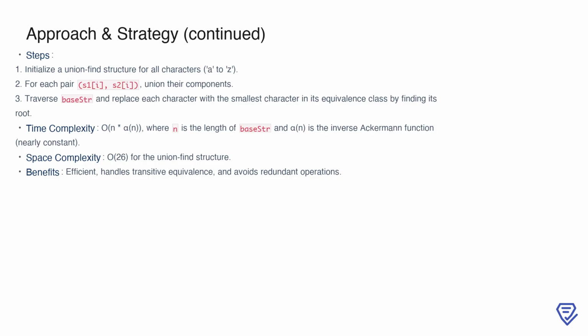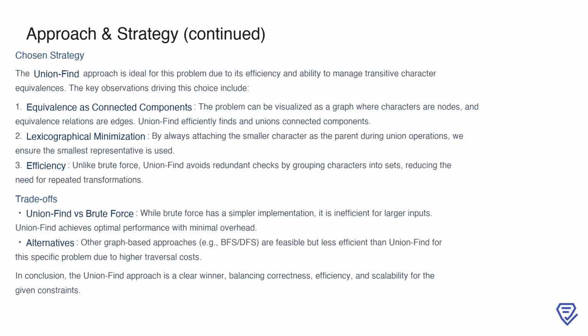The efficiency of this approach is a key advantage. With a time complexity of O(n * alpha(n)), where alpha(n) is the inverse Ackermann function that grows extremely slowly, the algorithm is nearly linear in practice. Additionally, the space complexity is minimal, requiring only O(26) to store the union find structure for all lowercase letters. This approach not only handles transitive equivalence seamlessly but also avoids redundant operations, making it far more efficient than the brute force method.